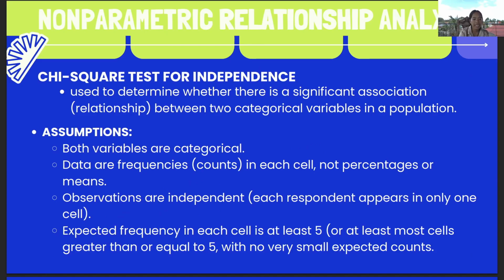Now we have the chi-square test for independence. It is used to determine whether there is a significant association or relationship between two categorical variables in a population. Its assumptions are both variables are categorical. Data are frequencies or counts in each cell, not percentages or means. Observations are independent, where each respondent appears in only one cell. Expected frequency in each cell is at least 5, or at least most cells are greater than or equal to 5, with no very small expected counts.